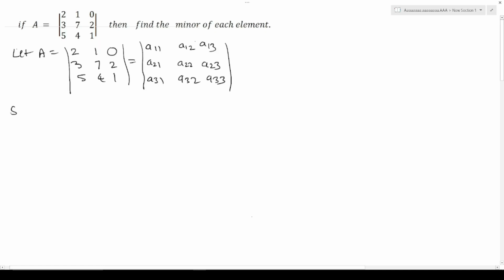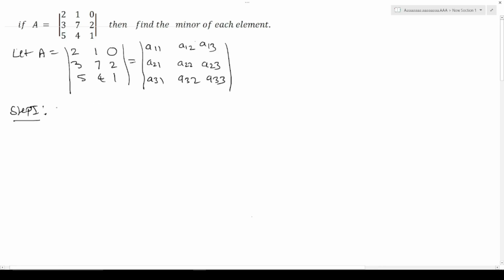Now step 1: we will find the minor of each and every element. Start with the very first element, 2. After that we will find the minor of 1, after that the minor of 0, after that the minor of 3, the minor of 7, after that the minor of 2, after that the minor of 5, after that the minor of 4 and after that the minor of 1. So this sequence I am going to follow to find the minors.